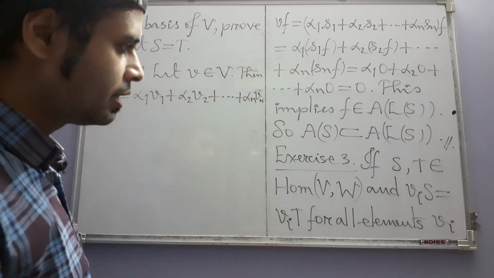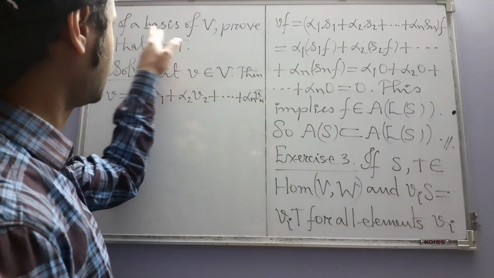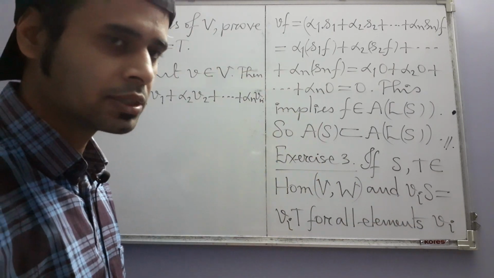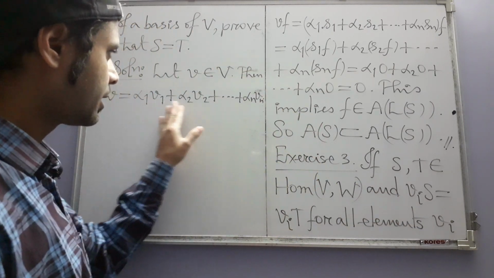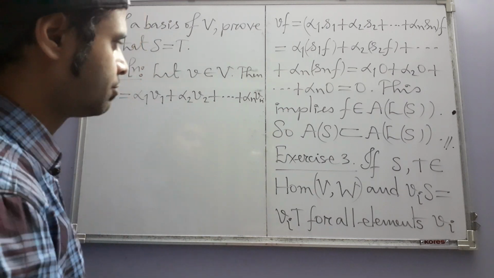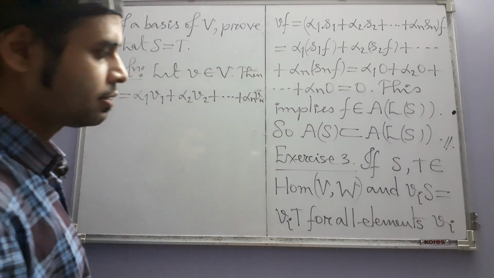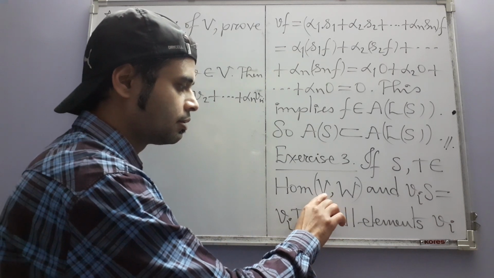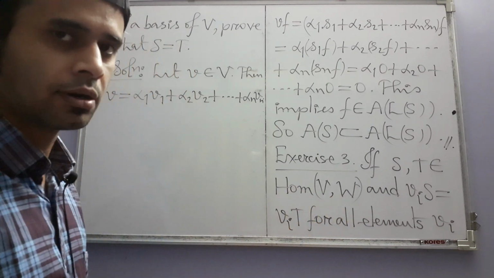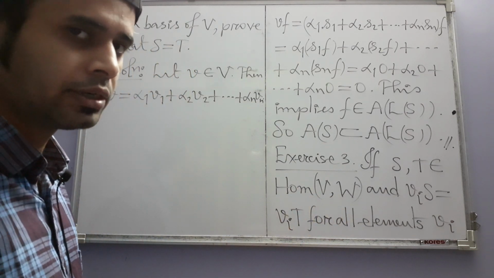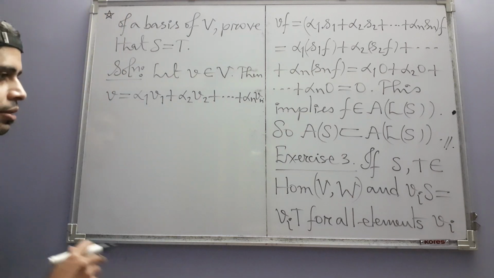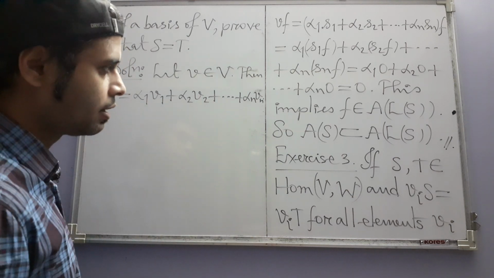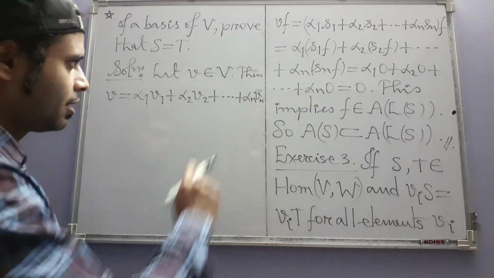Since it's already mentioned that the Vi form some sort of basis for V, we are not again repeating that fact. Note one more thing, that we are not assuming here that V is finite dimensional. No, we may actually be infinite dimensional, but still it has some basis, and from that basis you have this.